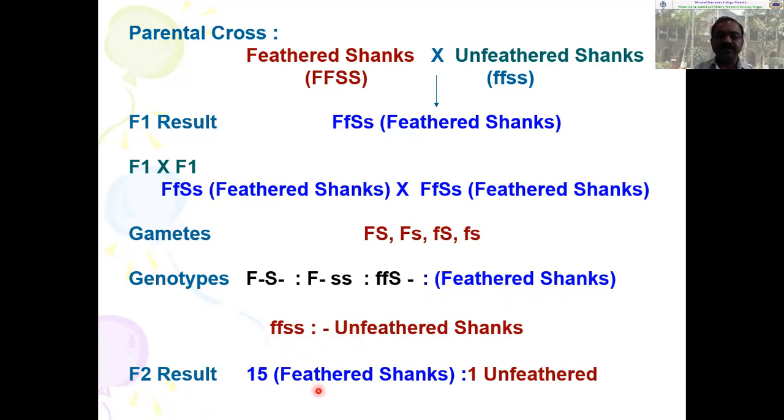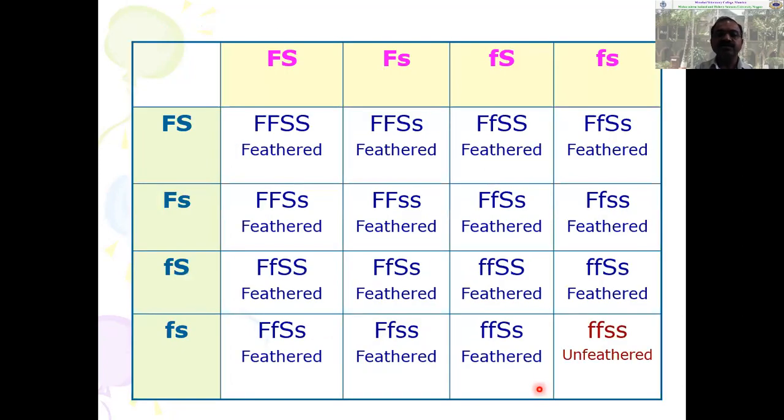So the F2 results are 15 feathered versus 1 unfeathered shank. You can look at it here. These are the crosses, 16 crosses are there. Only one of the 16 combinations has both alleles as homozygous recessive. Otherwise, in each and every cross, either one capital S is there, or it may be that only one capital F is there. Even if it is there, it would be a feathered one.